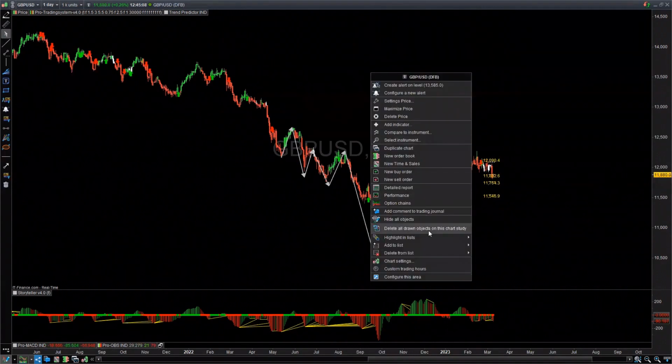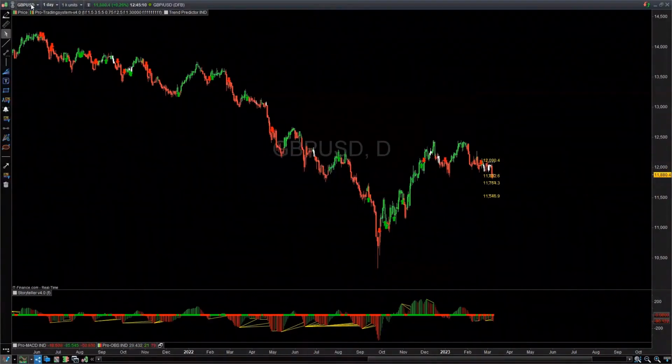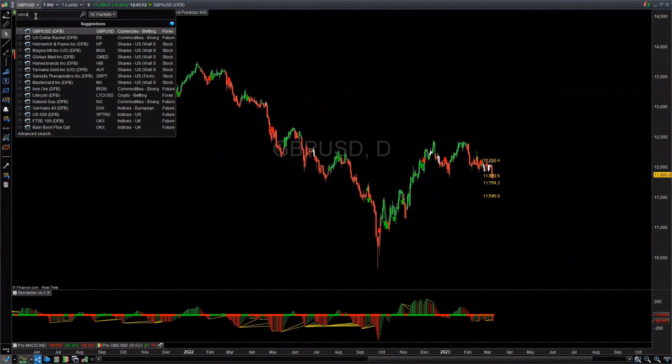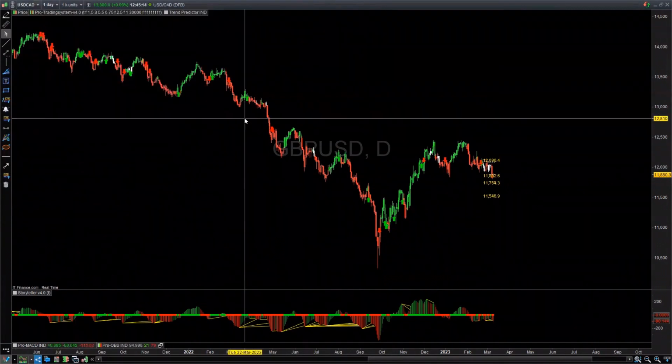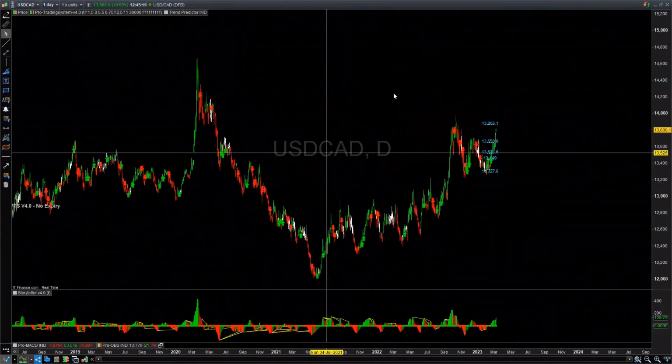Let's go and look at that in more detail. Let's find a currency pair that's moved around a bit. So let's look at USD CAD. That's the US dollar versus the Canadian dollar. Look at this.